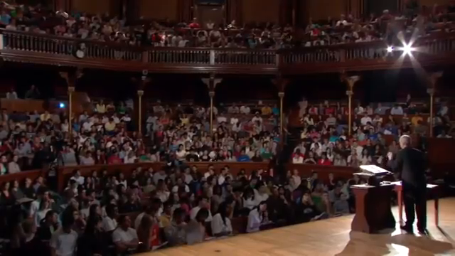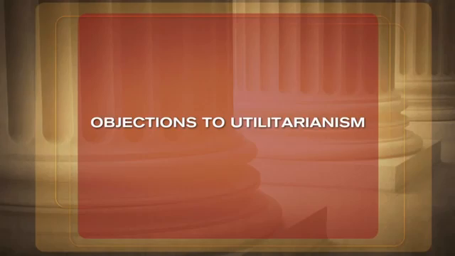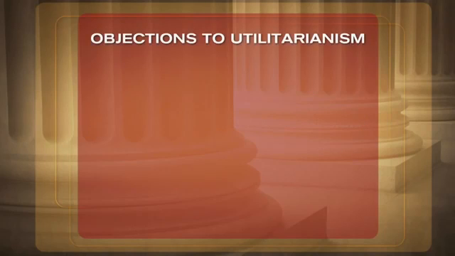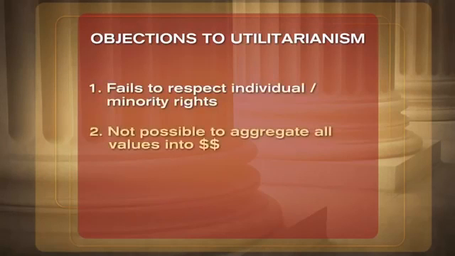So we really have here two different objections to utilitarianism. One has to do with whether utilitarianism adequately respects individual rights or minority rights, and the other has to do with the whole idea of aggregating utility or preferences or values. Is it possible to aggregate all values, to translate them into dollar terms?